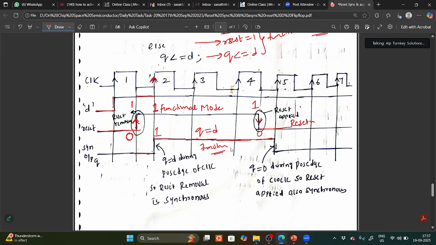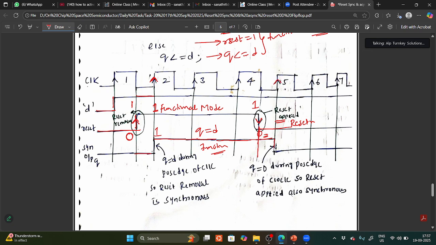Okay, after that what happens here, it is going from functional mode to reset mode. That means reset applied, you have applied the reset. When you apply the reset, immediately it is not going into reset state. Okay, it will be in the functional mode only. When it is going into reset state, here it will be in functional mode only.